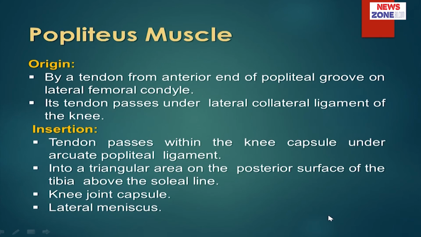Now let's see the main muscle of the popliteal region, that is the popliteus muscle. The popliteus muscle is very peculiar for certain characteristics. You know that the popliteus muscle is an unlocking muscle, that is its first criterion. Then also, most muscles have a muscular origin and tendinous insertion. But in the case of the popliteus muscle, it has a tendinous origin and a muscular insertion.